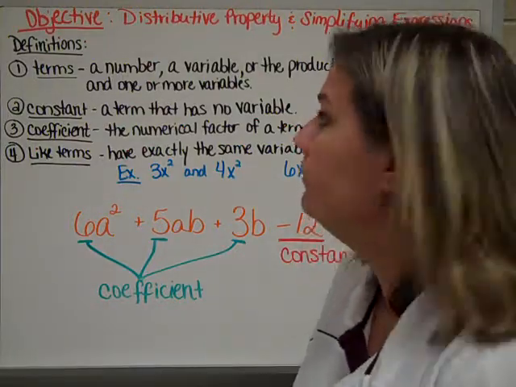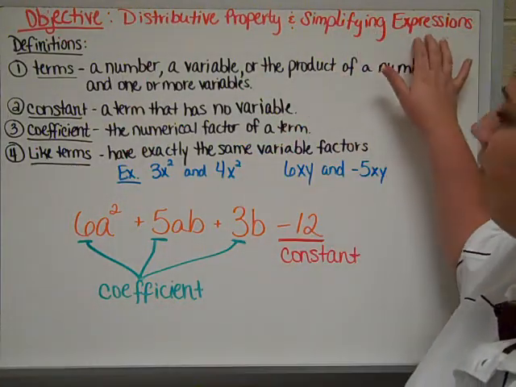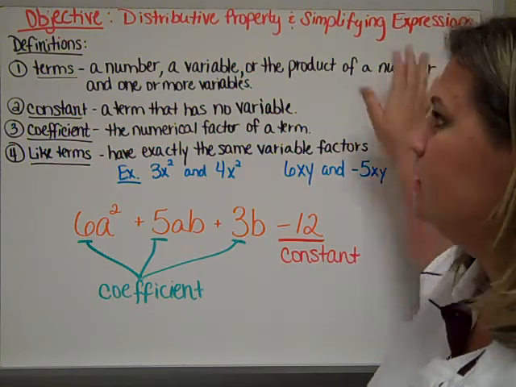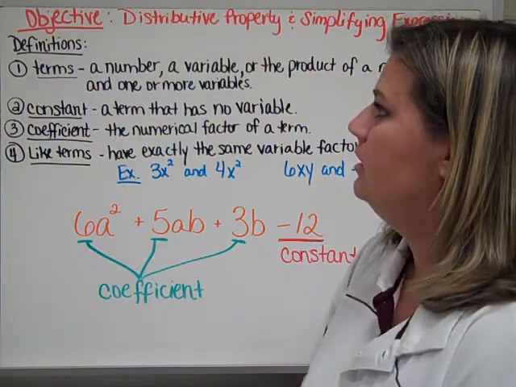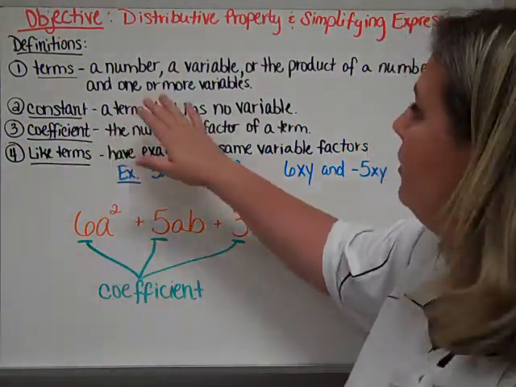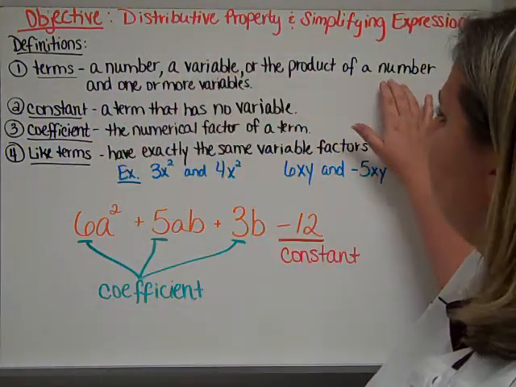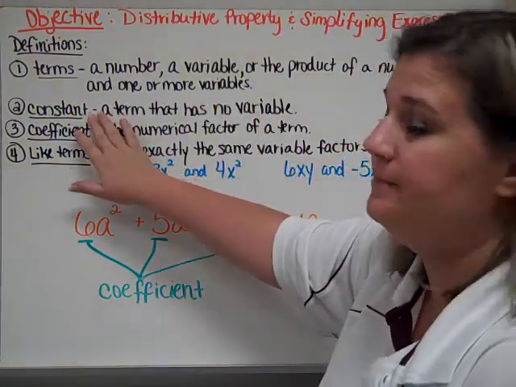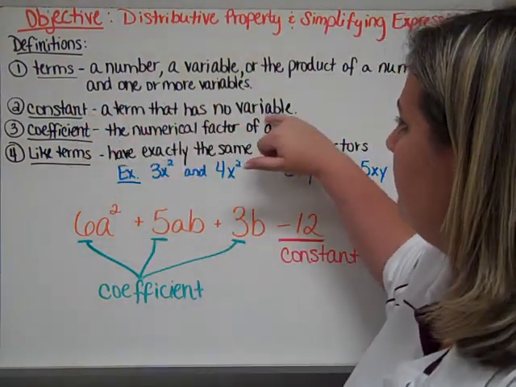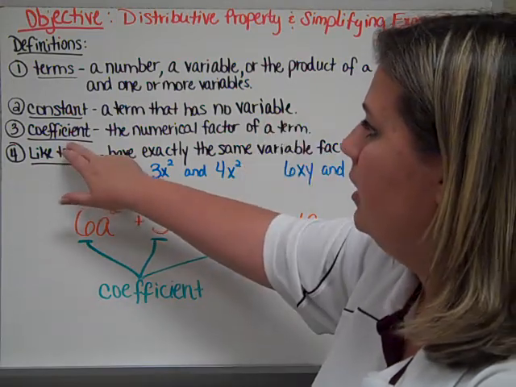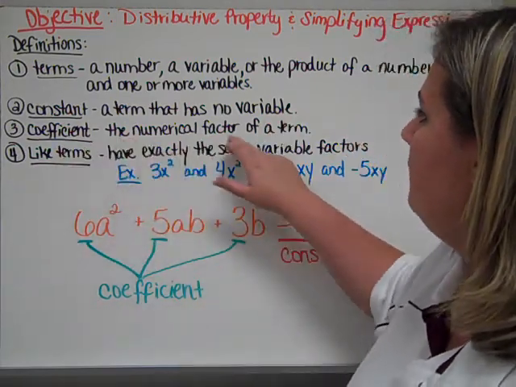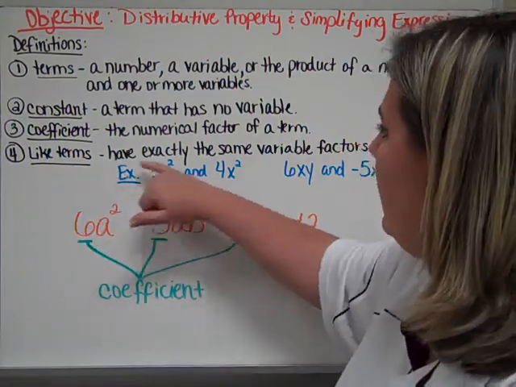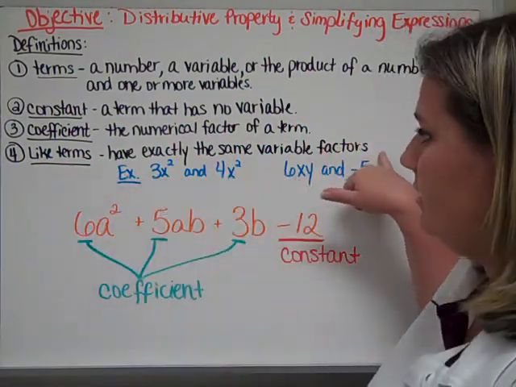All right, today's objective: the distributive property and simplifying expressions, which is what we're going to see as far as combining like terms. Let's go over some definitions. Terms: a number, a variable, or the product of a number and one or more variables. A constant: a term that has no variables. Coefficient: the numerical factor of a term. Like terms have exactly the same variable factors.